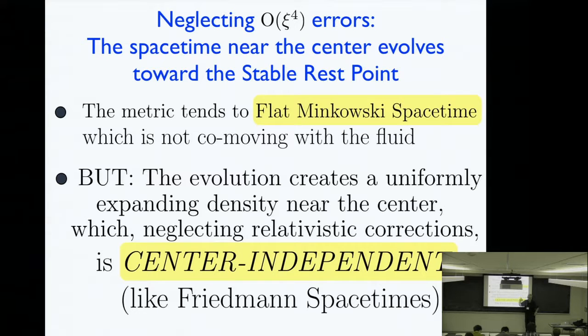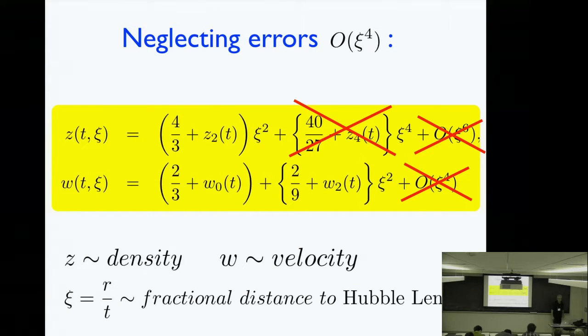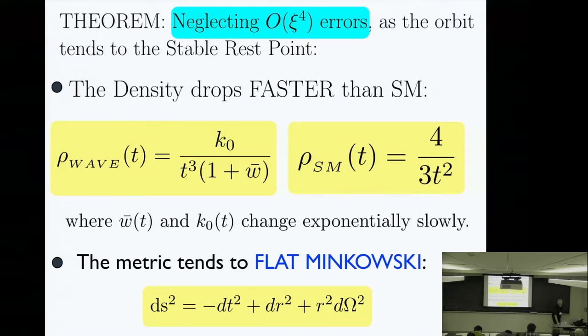And the numerics show that the higher order terms in c to the fourth, you can change them order one. Doesn't seem to change the redshift versus luminosity relations in 100 decimal places. So the wave creates a uniformly expanding spacetime with an anomalous acceleration in a large, flat, center-independent region near the center of the wave. This is a mechanism for creating flatness out of non-flatness. That makes it interesting in its own right. So it happens when you neglect the fourth order terms here. This part of it is an exact solution. If you view this as exact, following the equations that are exact, it looks almost exactly like dark energy.